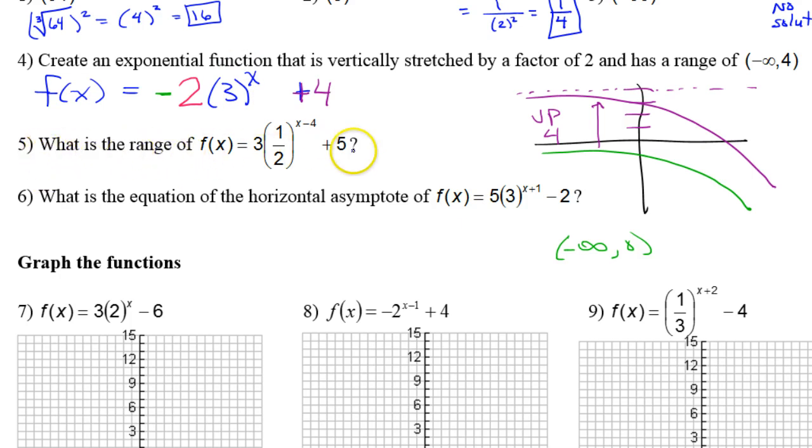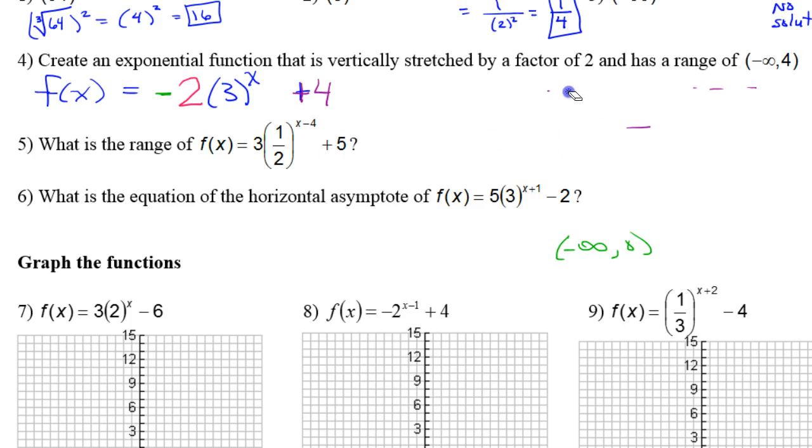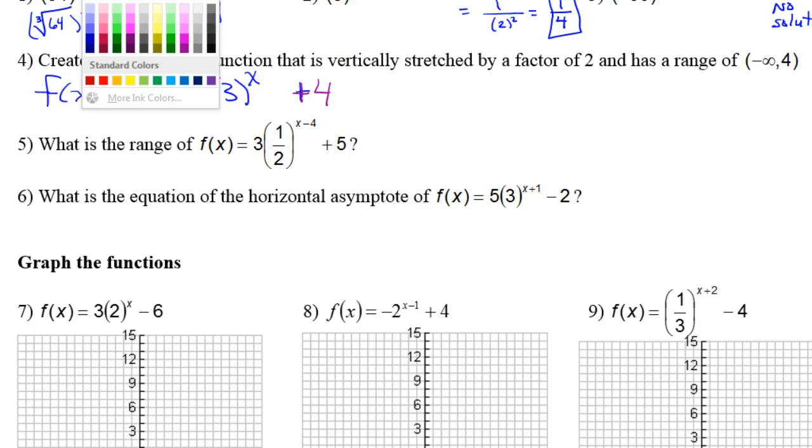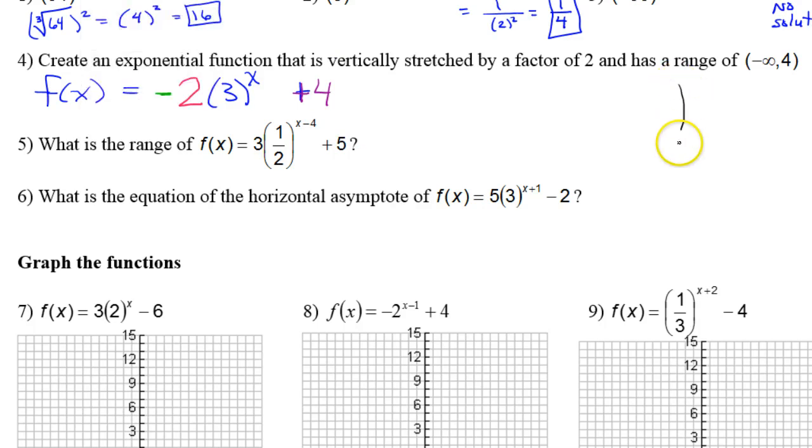Alright, let's move on to number 5. What is the range of this problem? Maybe I should do a little sketch of that. So the range. So you see the plus 5. So as I do my little sketch, 1, 2, 3, 4, 5. I know the asymptote is going to be here at 5 because of the 5.